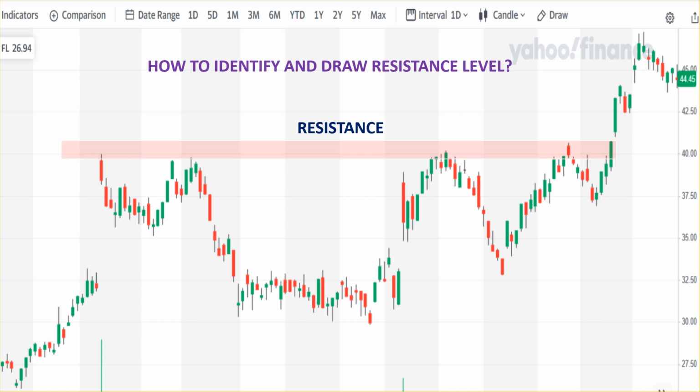By identifying and drawing these resistance levels, we gain insight into potential areas where price may encounter obstacles, reverse its direction, consolidate, or potentially experience a breakout. This knowledge empowers us to make well-informed trading decisions and effectively manage our risks.